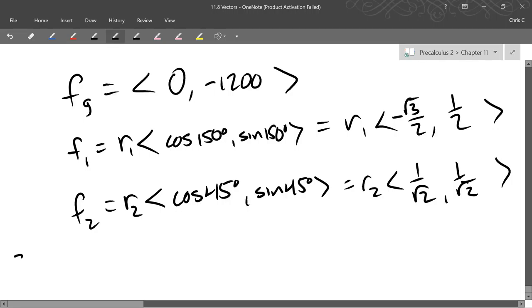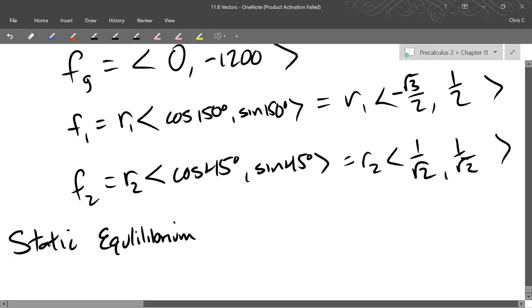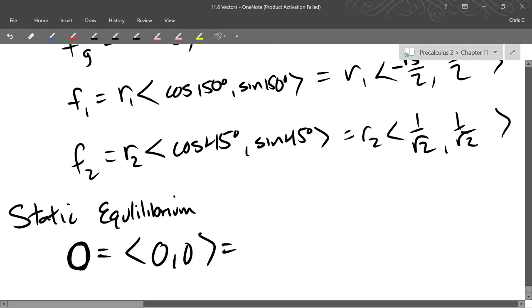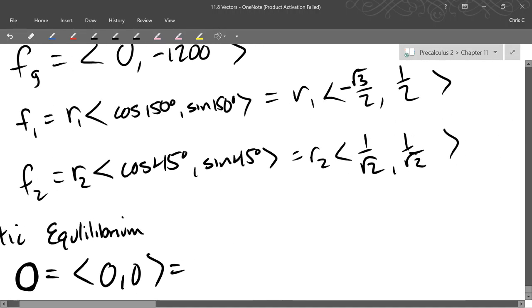So we're going to set up static equilibrium. Static means not moving. So that means we're going to have the zero vector, and we're in two dimensions, so that will be the zero, zero vector. And that is Fg plus F1 plus F2. So we add up all the forces, and we want them to equal zero, or no force.